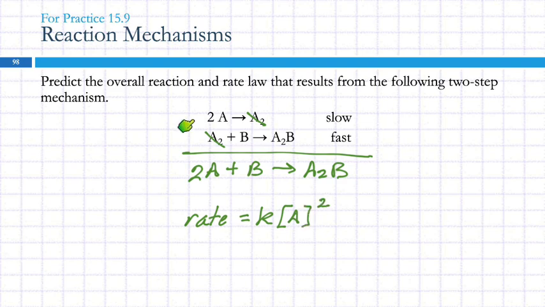The first step is slow. The first step always only has reactants in it. It can't have an intermediate in it. So we can write the rate law for that slow first step, and that's the rate law for the whole thing.